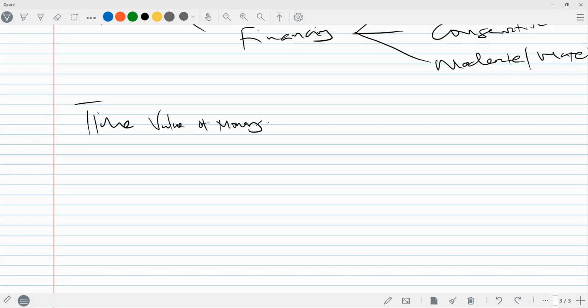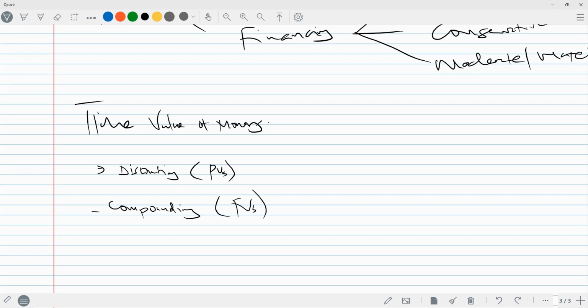The key concepts that you need to discuss on time value of money, there were two of them. We discussed discounting, and we discussed compounding. Discounting and compounding. What's the key difference? Discounting is the determination of the current value of money, getting the present values. Compounding is getting the future values.